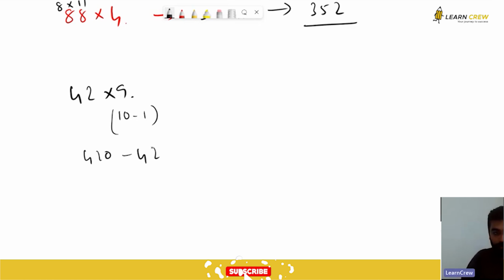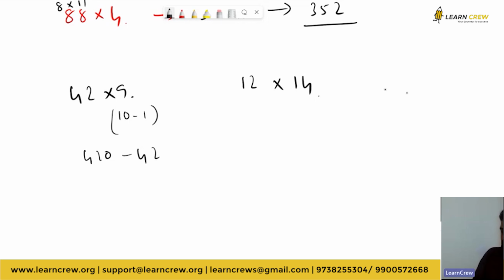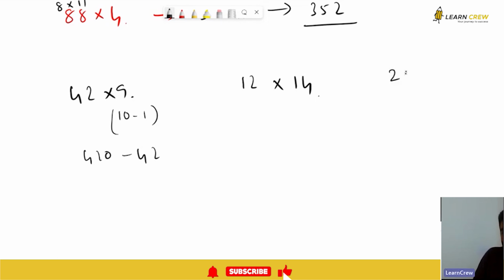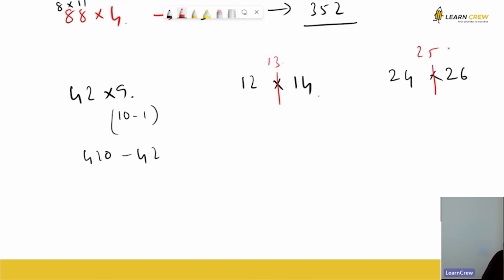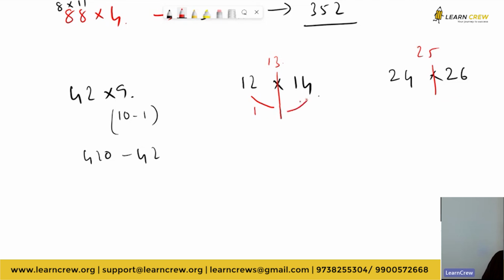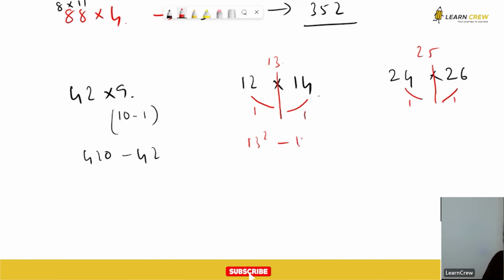Okay. Now, if I'm having consecutive even numbers, 12 into 14, or something like 24 into 26. What's the in-between number here? 13. Here it is 25. How much is this lesser than 13? 1. How much is this lesser than 25? 1. So this is nothing but 13 square minus 1 square, 25 square minus 1 square.